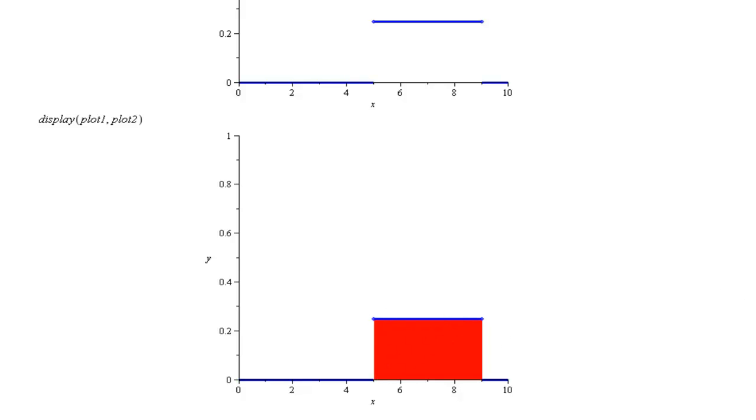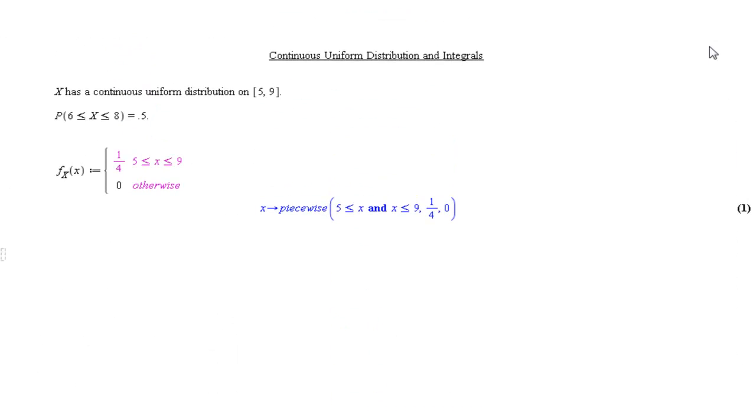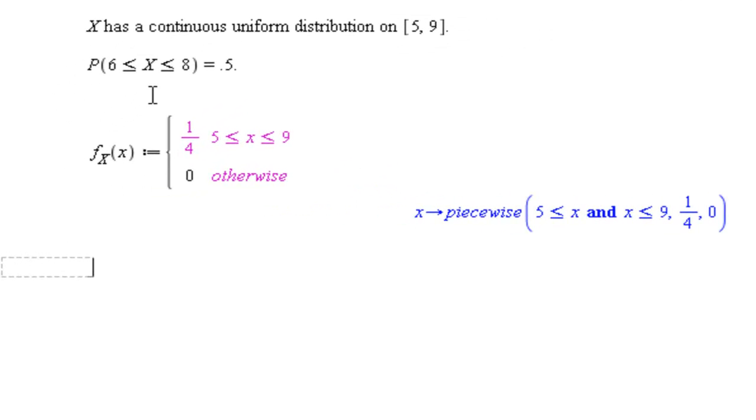Okay, so this is my PDF. When I say that I want the probability that 6 is less than or equal to x, less than or equal to 8, what I'm doing there is calculating an integral. Let me find that integral.